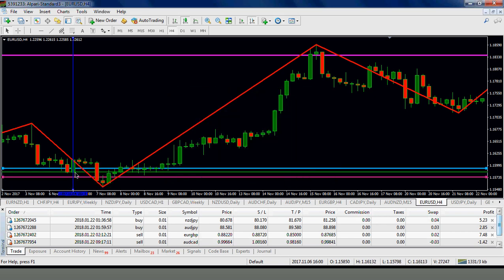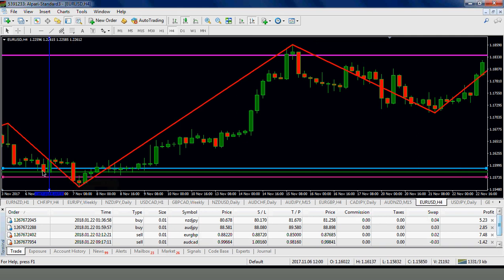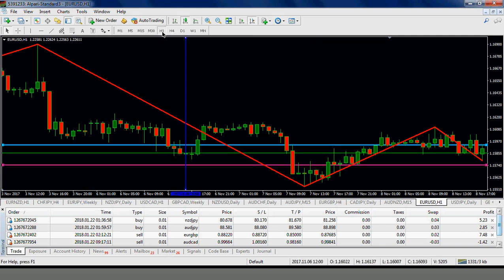Then we go back to our 1 hour time frame. So this is what we have on 1 hour. This is our 4 hour, and this is our 1 hour. We get the pivot point of this candlestick where our 4 hour pivot point is lying on. We get the pivot point of this candlestick. So let's do that.